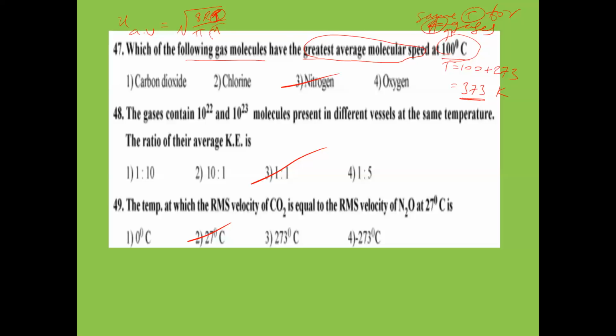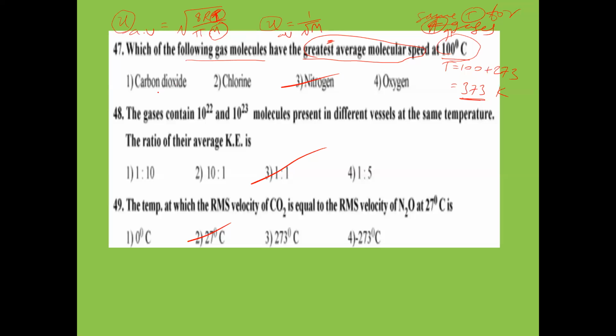Then we have to consider the gram molecular mass. Now how are average velocity and gram molecular weight related here? Average velocity is inversely proportional to the square root of gram molecular weight. If gram molecular weight is less, average velocity will be maximum. They're asking for the greatest average velocity, so the molecular mass should be least.